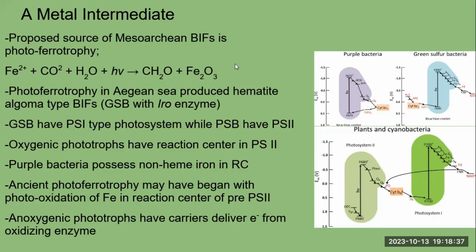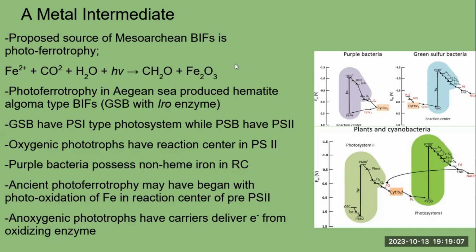Photoferrotrophy occurs in some modern habitats and is carried out by green sulfur bacteria, which use an iron oxidase gene to take electrons from ferrous iron, which is then energized in their photosystems. Relatively recent Algoma-type banded iron formations, similar to those which occur in the Mesoarchean, have been found in Greece, and the molecular signature of green sulfur bacteria has been identified within them, indicating that these were produced by photoferrotrophs.